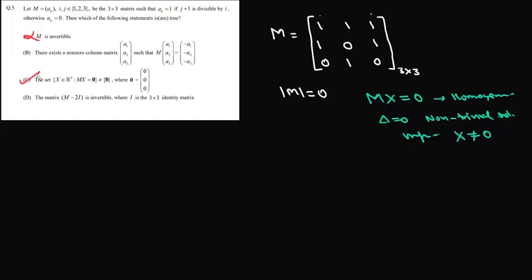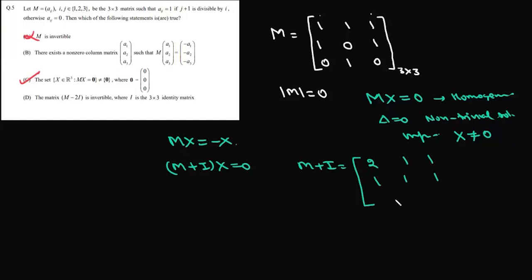Now if we look at this option B, we are given Mx equals minus x. Now here we can write M plus I, x equals 0. Now if we look at M plus I, this matrix M plus I will be 2, 1, 1, 1, 1, 1, and then 0, 1, 1. Now if we find determinant of M plus I, again we have two columns same. So this is 0. So again this is a homogeneous equation where delta is 0. So again it will have non-trivial solution.